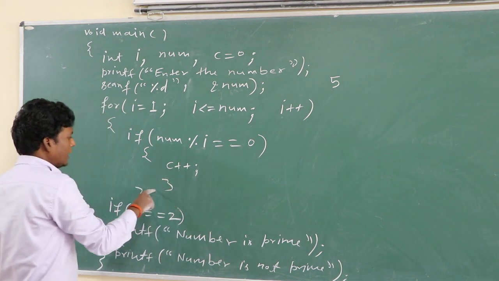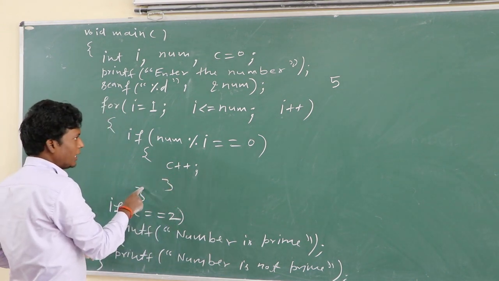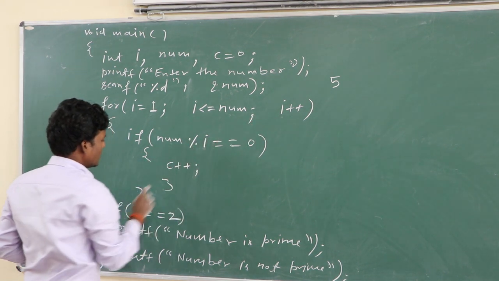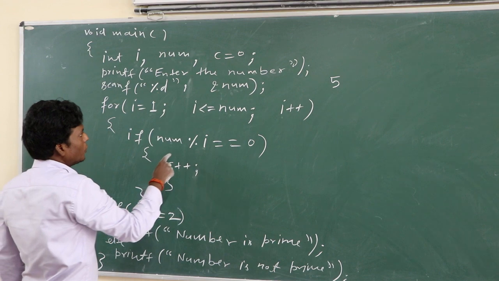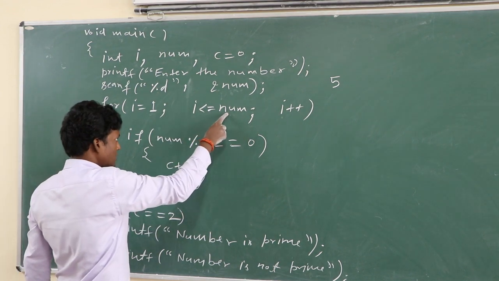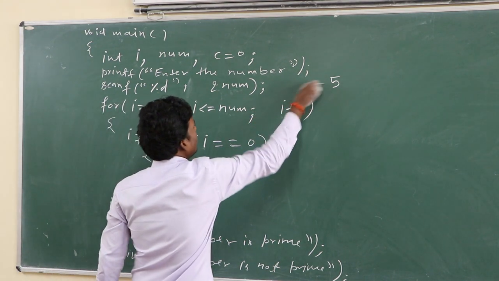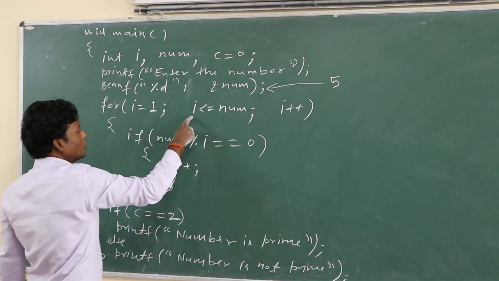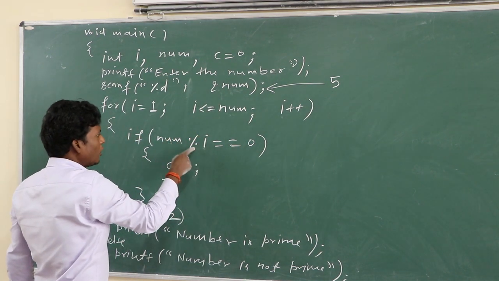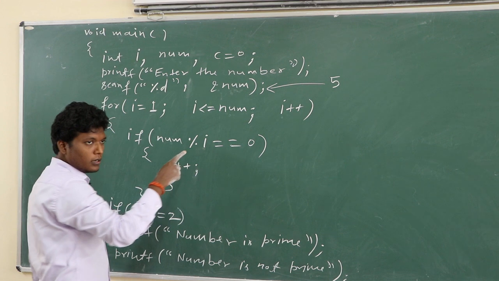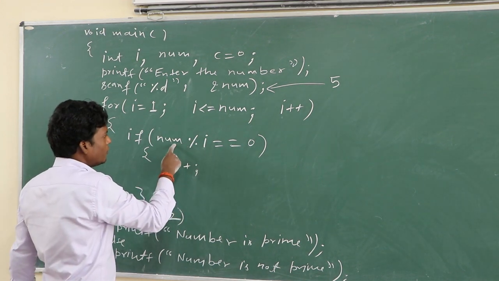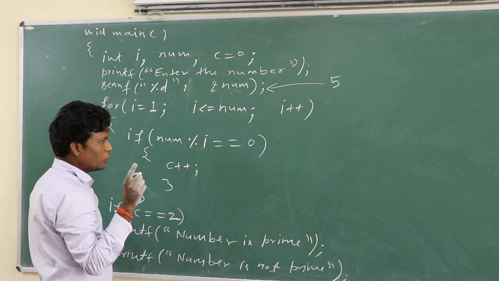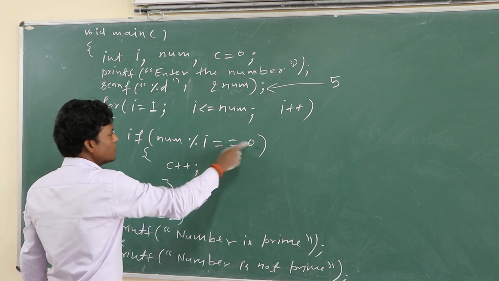Okay, again loop control goes to here. i plus plus works here. i value becomes 2. Okay, 2 is less than 5, yes. Suppose the user has input 5 here. 5 modulus 2, the remainder is not 0. Basically the remainder is 1. So this will not be true.